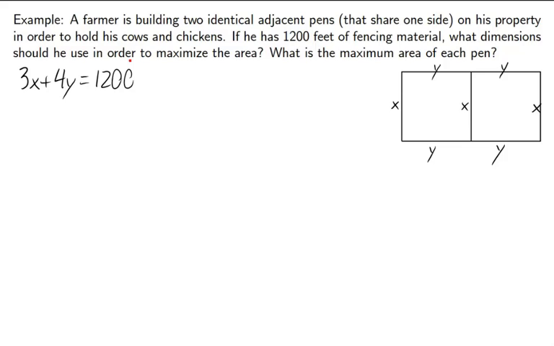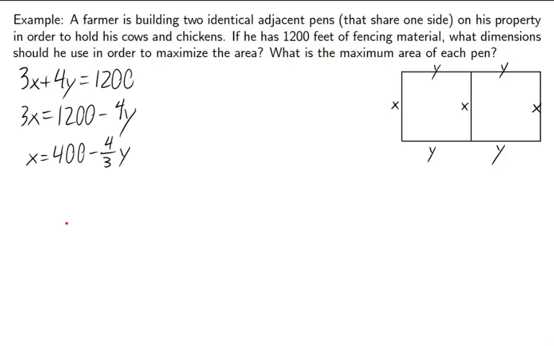The next step is to solve for one of these. So I'll solve for x in my example. I'll subtract 4y from both sides, and then I'll divide by 3 to get x equals 400 minus 4/3 y. So step 1 was get a constraint equation. Step 2 is solve it for a variable. Step 3 is figure out what you're trying to optimize.